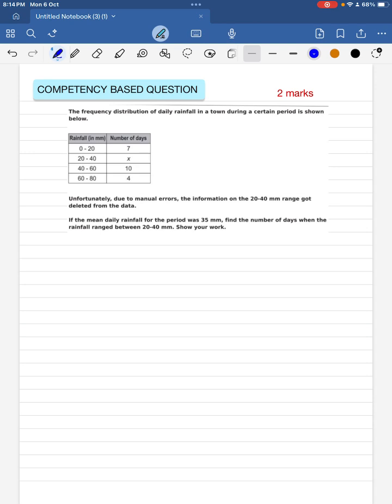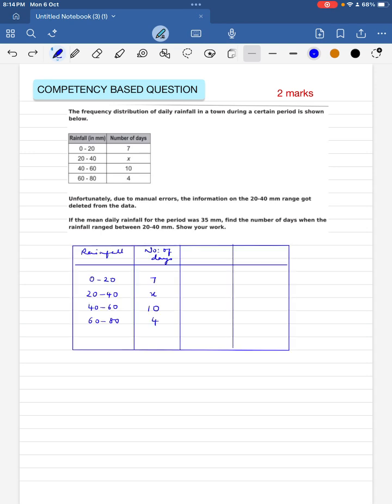If the mean daily rainfall for the period was 35 millimeters, find the number of days when the rainfall ranged between 20 to 40 millimeters. Show your work. Now if you have to find the number of days when the rainfall ranged between 20 to 40, what they actually mean is you have to find the value of x. So let's find out how to solve the question.